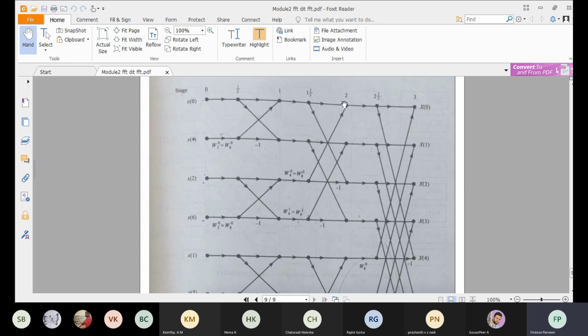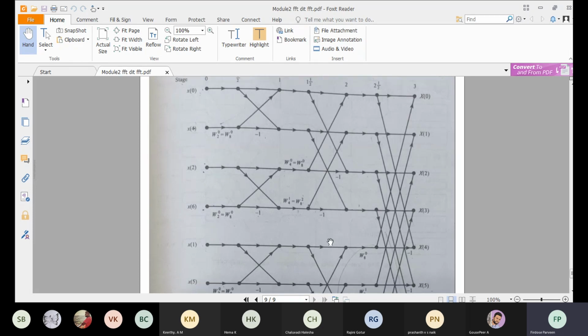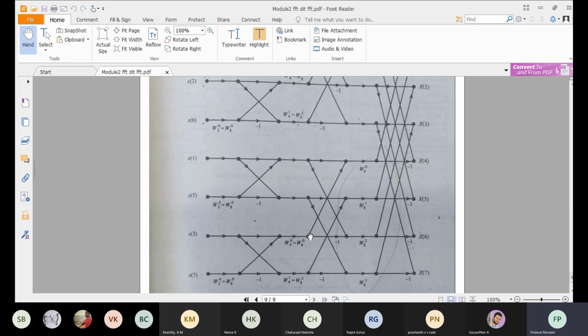Okay, this calculation part we will see in the problems. So again, here what you'll be having is W4 to the power of 0, W4 to the power of 1, because it is 4 point. W4 to the power of 0 is 1, same as W8 to the power of 0. W4 to the power of 1 is also the same thing as W8 to the power of 2. If you want, you can calculate and see. I think it is J or minus J. So this is one and the same. Since it is 8 point, we can do it with W8 only. We can use W8 everywhere, or if you are comfortable with this, you can use this also. Okay. In the same way, same thing like this.